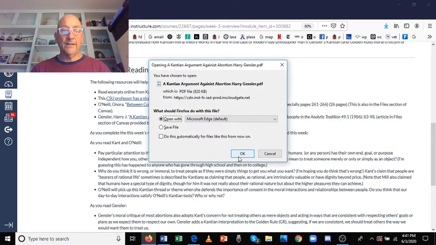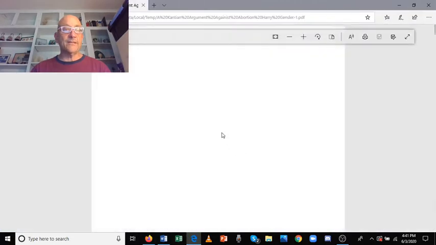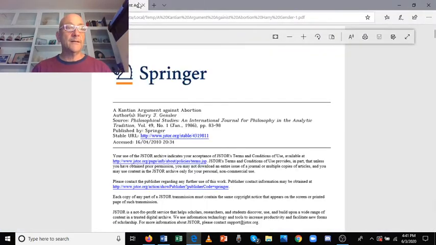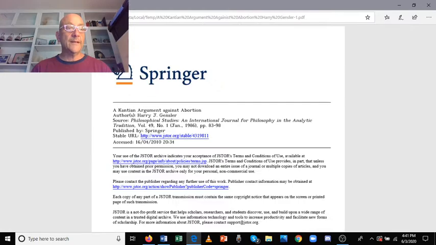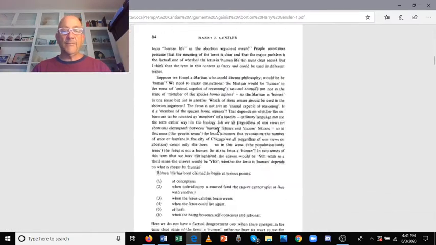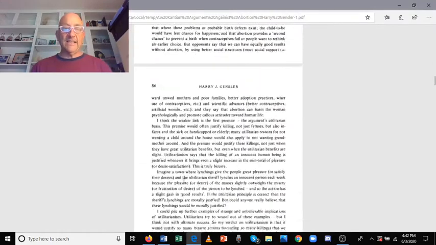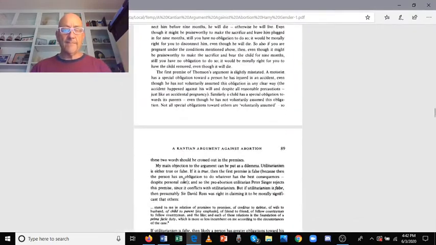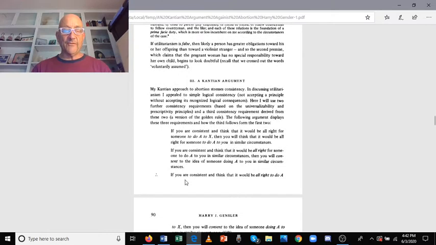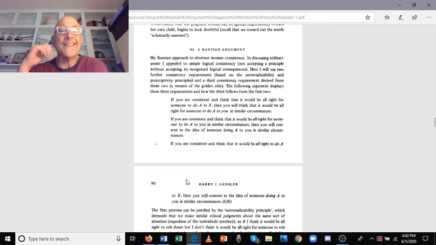Let's see if I can open it up. He's a philosopher in the Midwest, I think in Ohio. I think he still works there. And in particular, let me see if I can get the article. I want to get to pages 89 to 94, and I will scroll to that point. You can maybe read that for a second, where he makes a Kantian kind of argument about abortion.